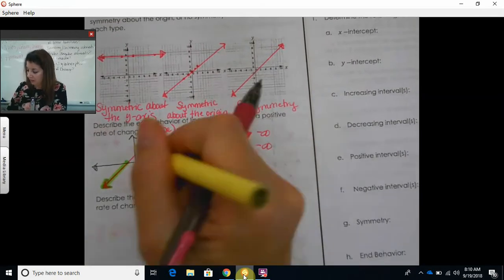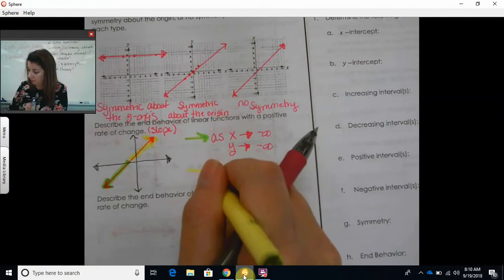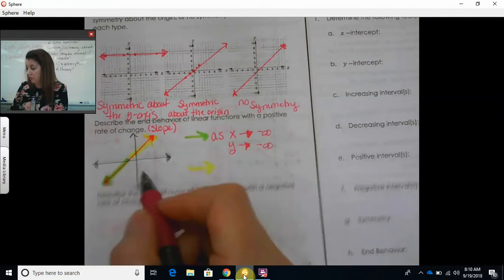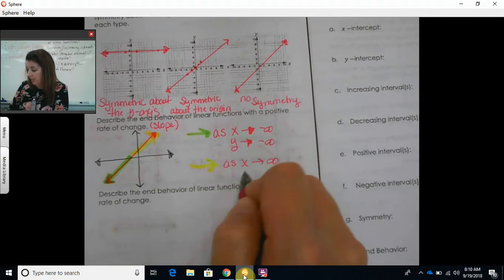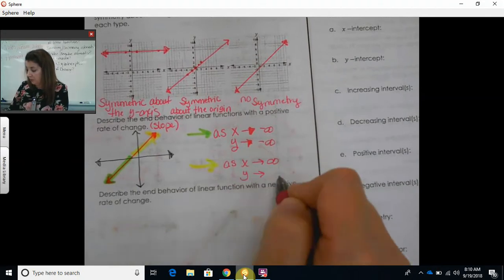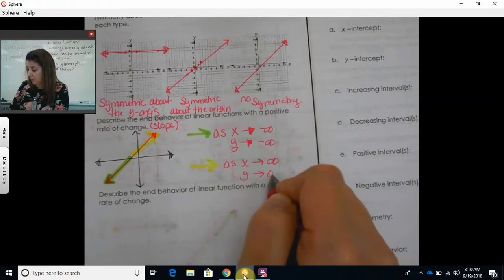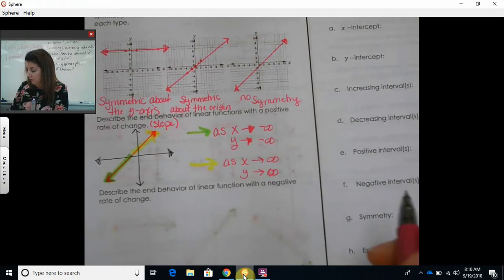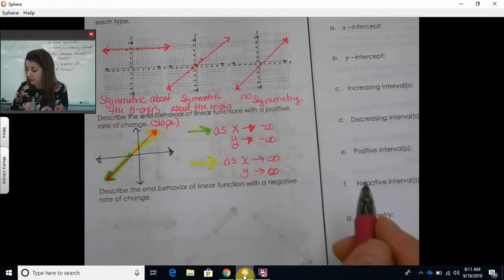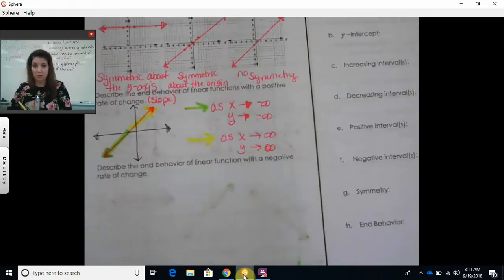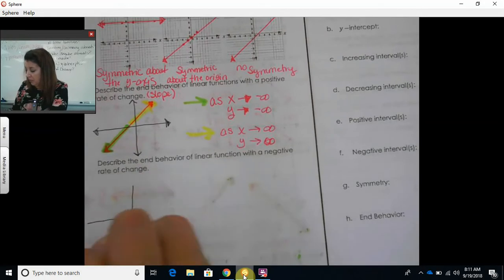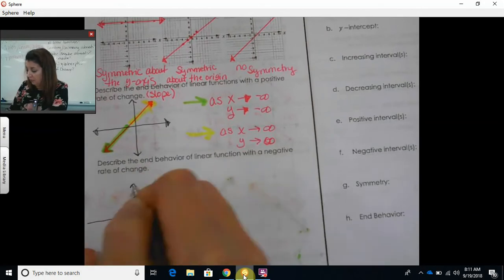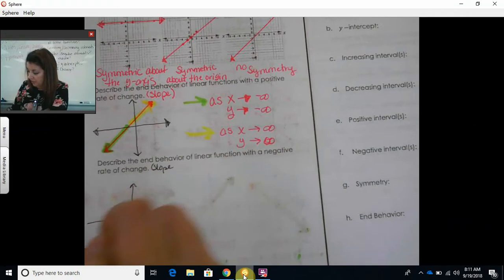The right side of my graph. When your arrow goes to the right, x is approaching what? Positive infinity. And in this case, my y is approaching positive infinity as well. Next question, describe the end behavior of a linear function with a negative rate of change. So now I'm just going to sketch any line that has a negative rate of change, which is the same thing, when you're talking about lines, as the slope. Negative slope.